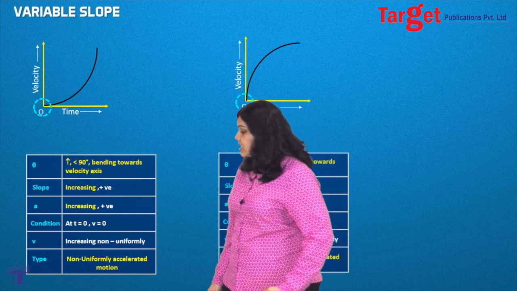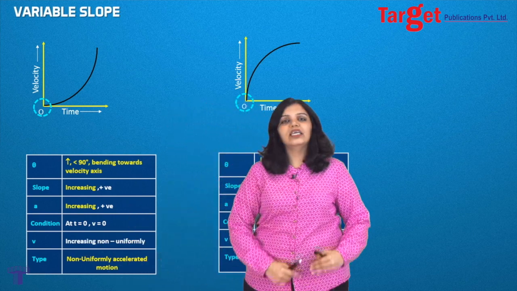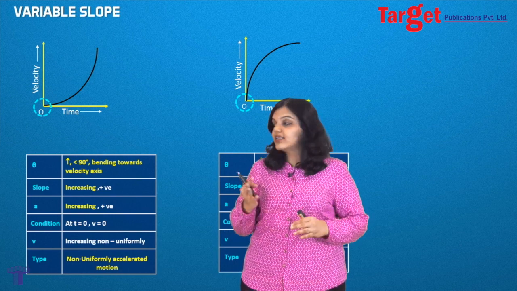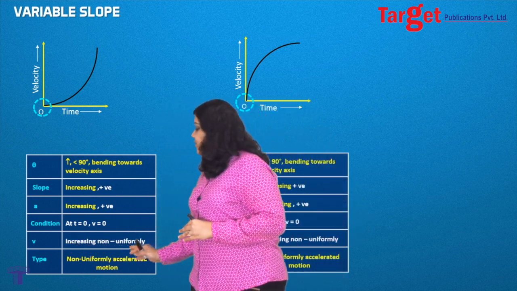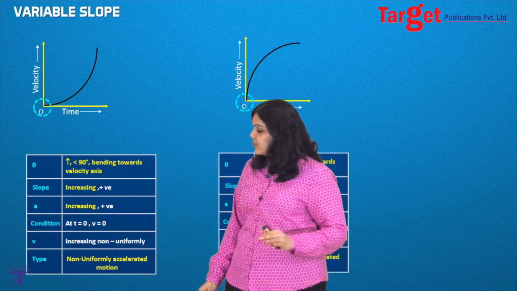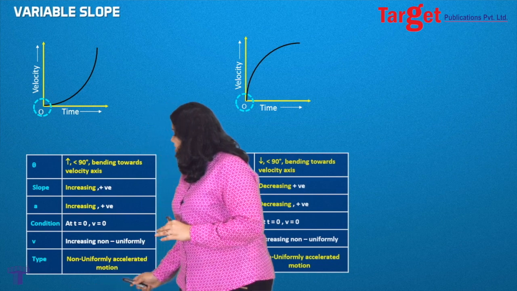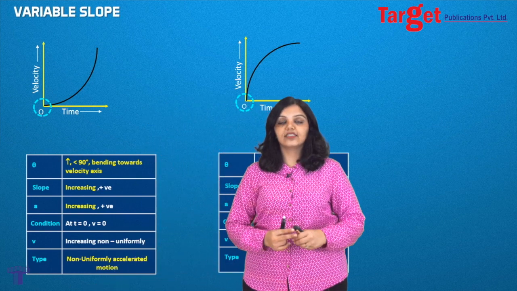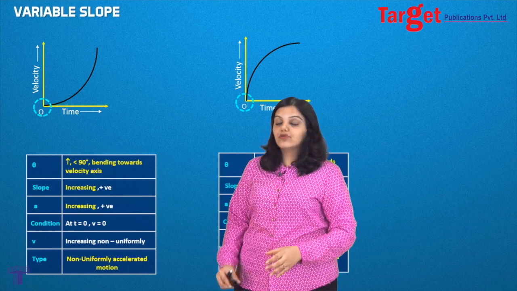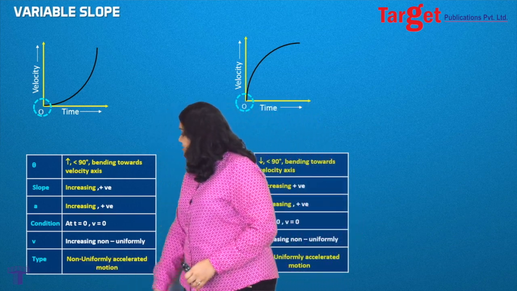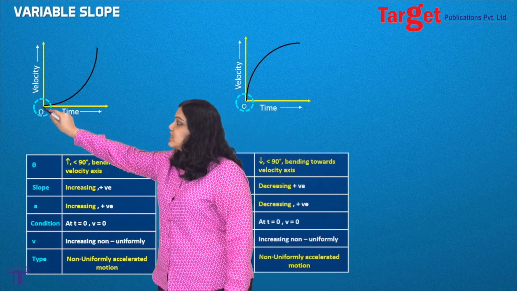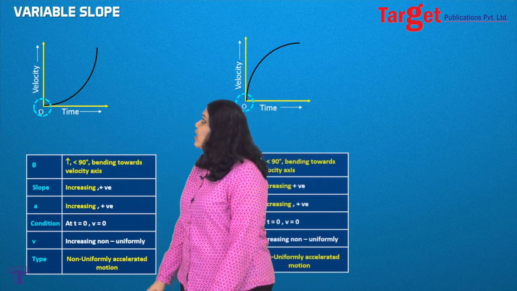must be increasing, and it's increasing non-uniformly in a way that we don't understand because acceleration is not constant, it is increasing. So we can't comment on by how much the velocity is increasing, therefore we say it's increasing non-uniformly. Finally, we also talk about the type of this motion. It's non-uniformly accelerated motion because we know it's accelerating, but it's not accelerating by equal amounts. Take a look at the condition also: at t is equal to 0, v is equal to 0, which you can see directly in the graph.